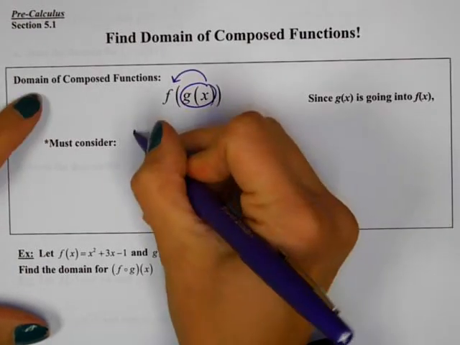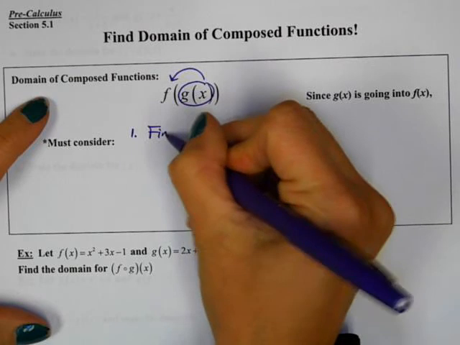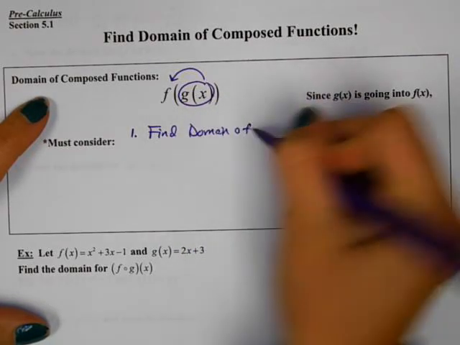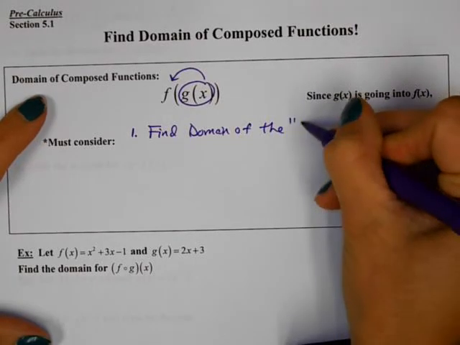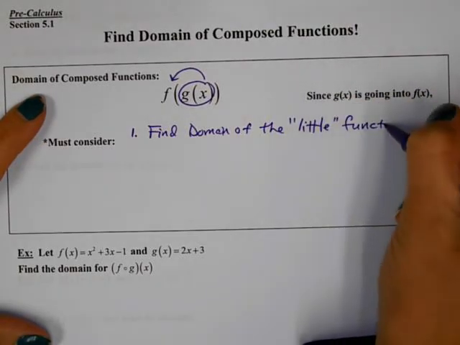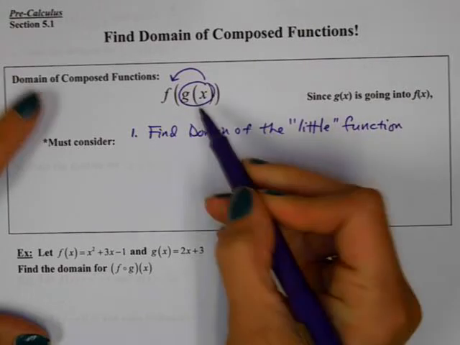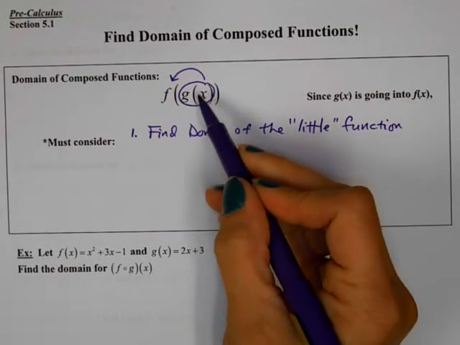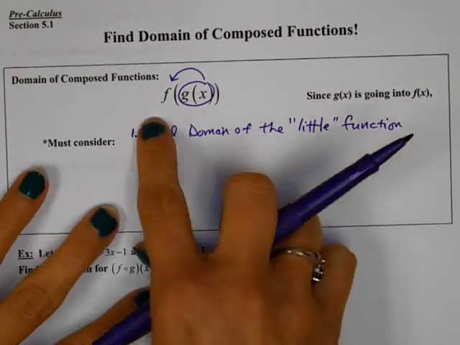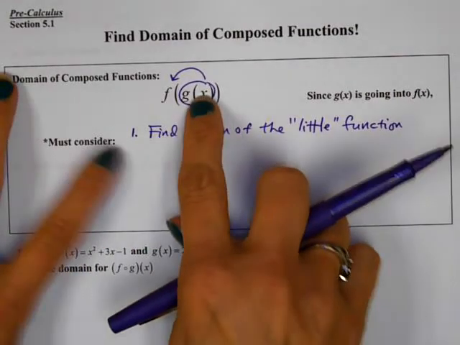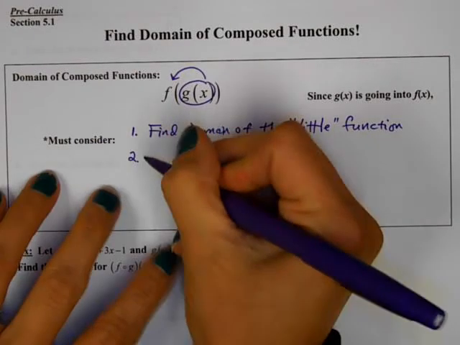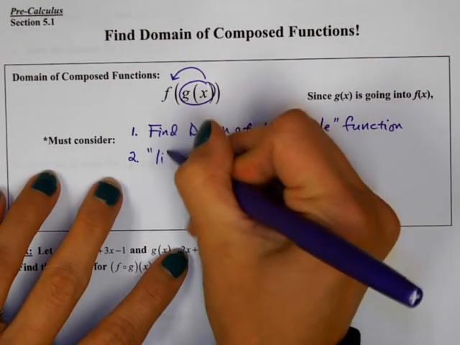Number one, you have to find the domain of the, I'm going to put quotes here, the little function. The little function. Okay, so for this example, the little function is g of x going into the bigger function f of x. But it's not always the case that it's written like this. So you take a look at the little guy and we'll find his domain. Okay, that makes sense.